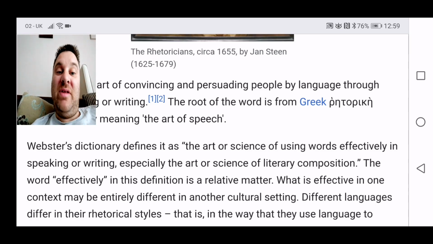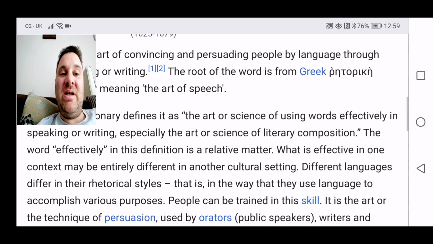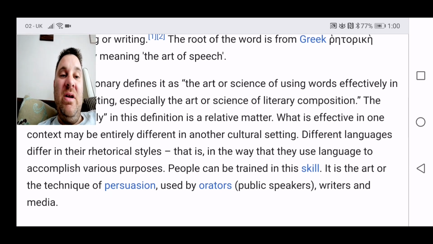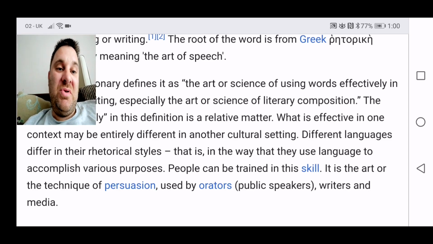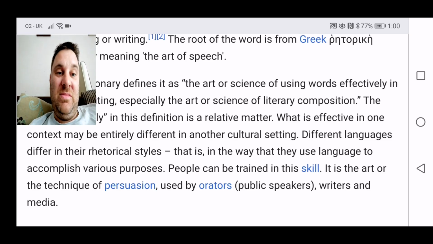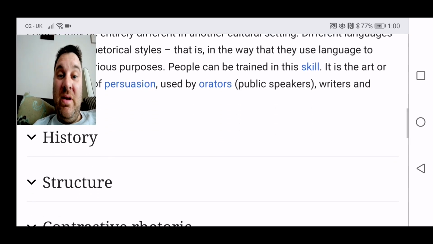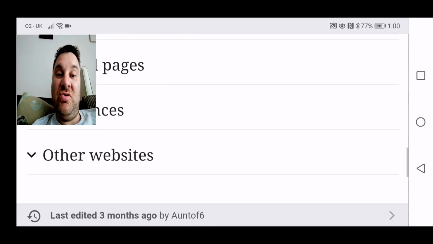The word effectively in this definition is a relative matter. What is effective in one context may be entirely different in another cultural setting. Different languages differ in their rhetorical styles, that is, in the way that they use language to accomplish various purposes. People can be trained in this skill, and people are trained in this skill. We see it all the time. It is the art or the technique of persuasion used by orators, public speakers, writers, and media. History, structure, contrastive rhetoric, quotes, related pages, references, other websites.